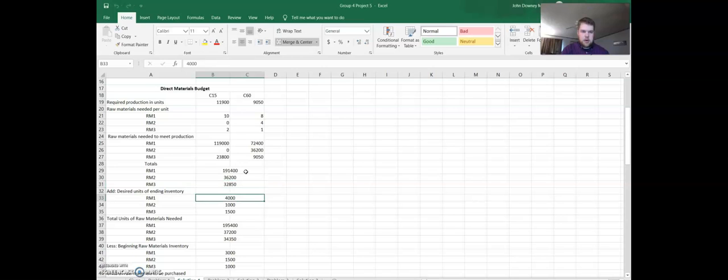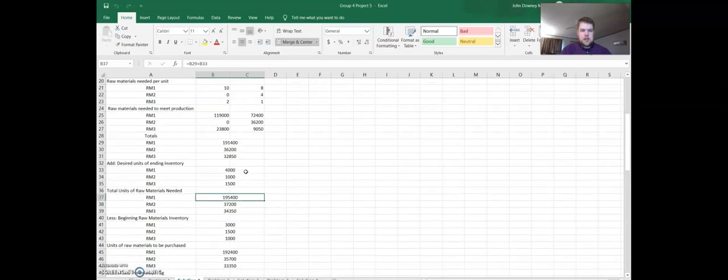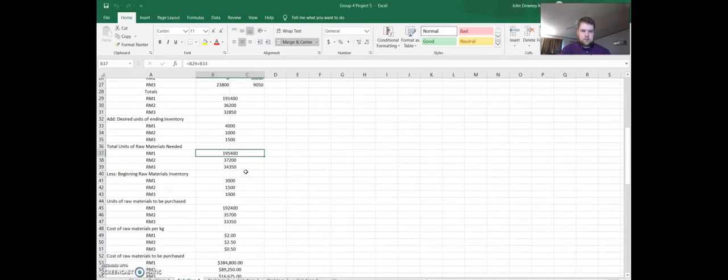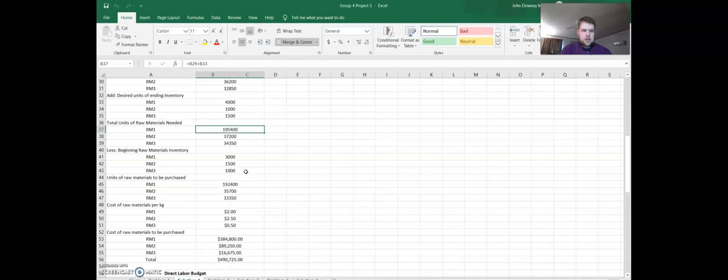And so we will go ahead and add our desired units of ending inventory as given in the introduction to give us our total units of raw materials needed. And then just like before, we will go ahead and subtract our beginning raw materials inventory. And when we do that, that gives us our units of raw materials that need to be purchased.